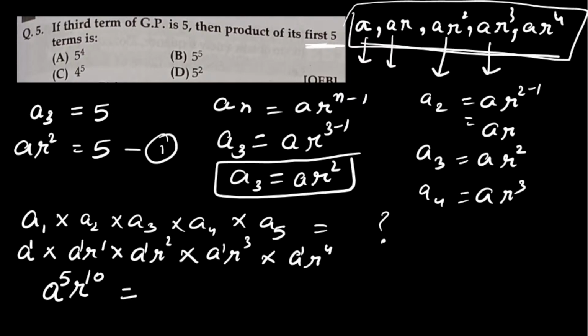Now, I have to see whose value I know. I know the value of A R square. So what I can do, I'll just write it differently.